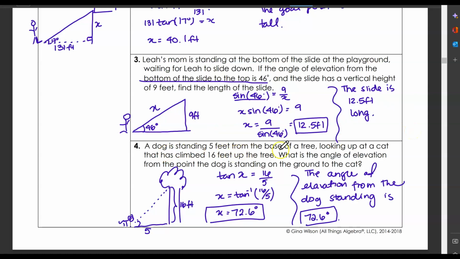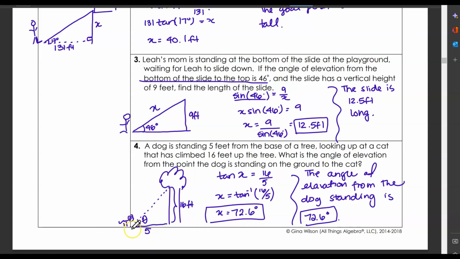Now, a dog is standing 5 feet from the base of a tree looking up at a cat that has climbed 16 feet up the tree. Again, that angle of elevation is from where the dog is standing. So now we're looking for a theta. Here is that line of sight, but then we know that the tree is 16 feet and the dog is 5 feet away from the tree.